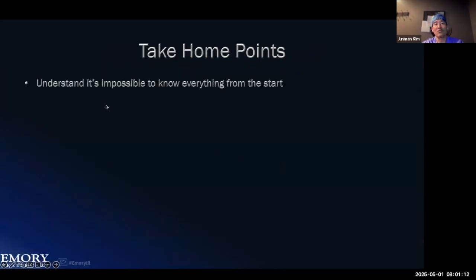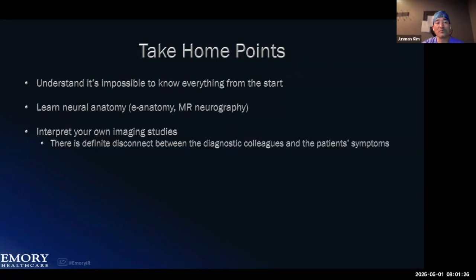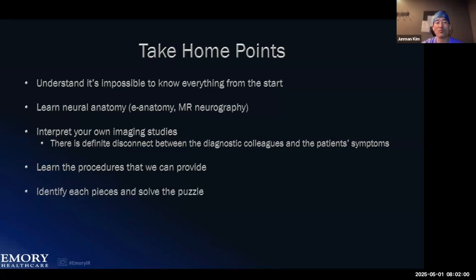So I think that was it. So it's difficult to know everything from the start, but learn the neuroanatomy, learn the anatomy. We have the advantage as a radiologist, and always interpret your own imaging studies. So always correlate, and learn the individual procedures. Start with simple ones, knee, hip, shoulder, nerve blocks, and by the time you are doing more and more of these procedures, you are able to solve problems for many more pain problems.